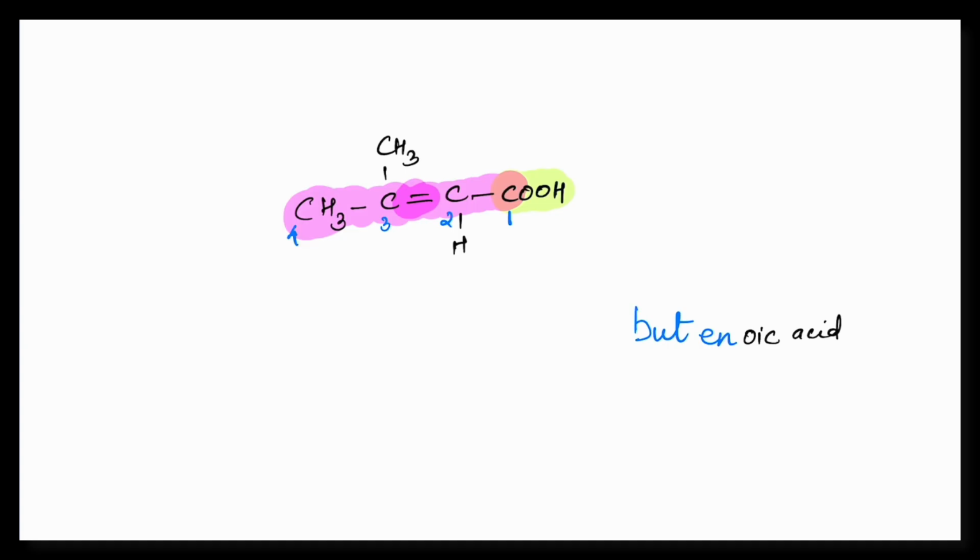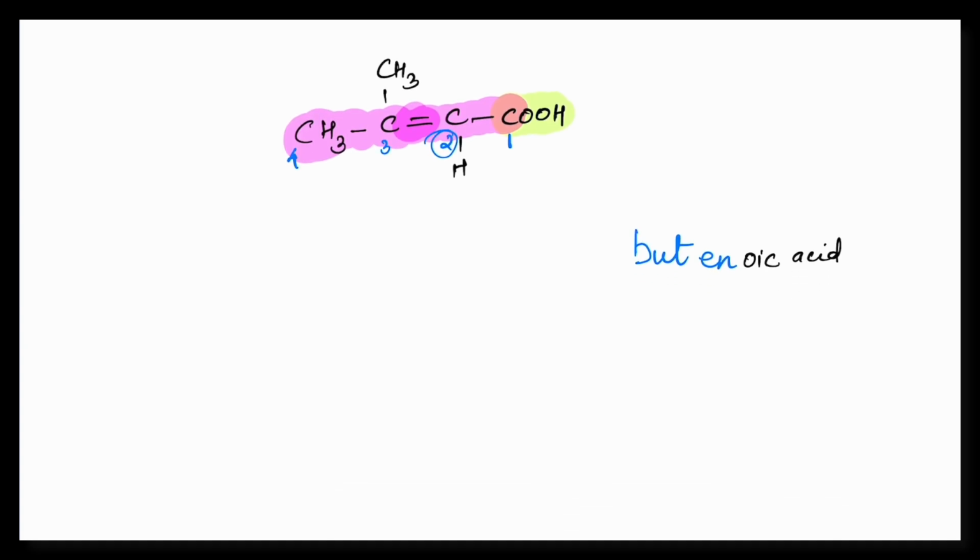The position of the double bond is at carbon atom 2. So if we include that as well, then we will write but-2-enoic acid. Okay, and we have a substituent present here, that is the methyl group here. So we will write 3-methyl because the position of the substituent is on carbon atom 3. So 3-methylbut-2-enoic acid.